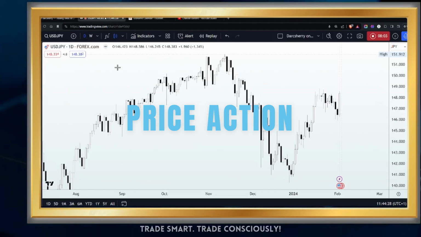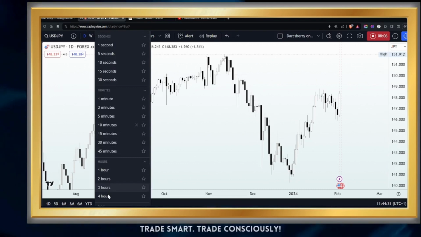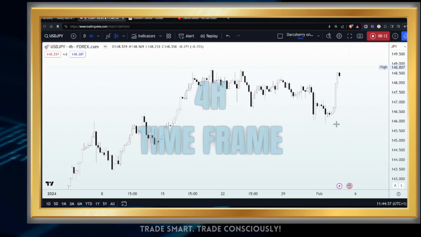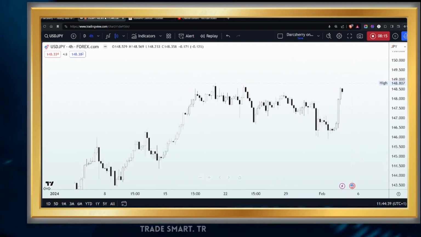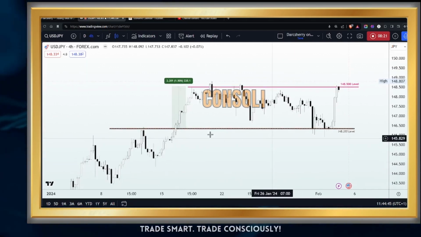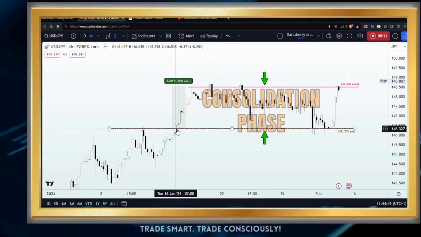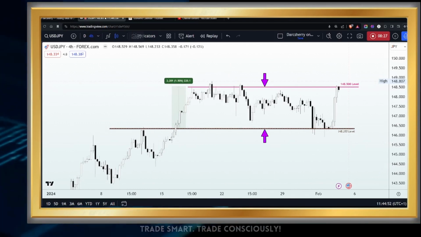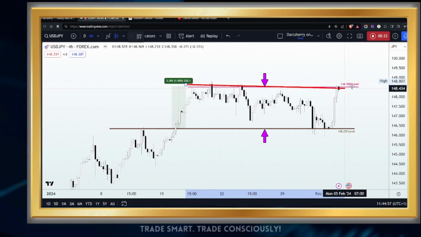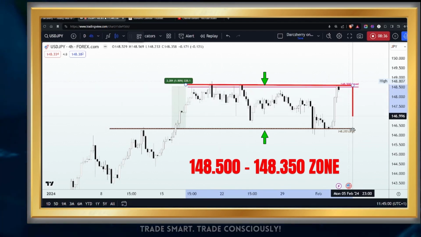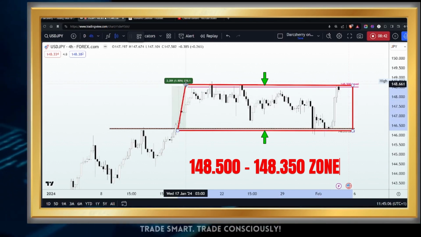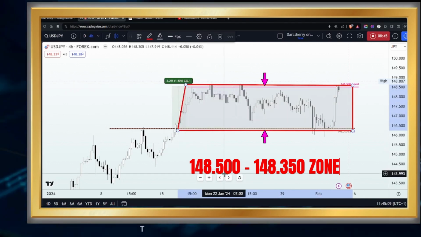Now, talking about price action, let's scale down into the 4 hours time frame. And right here on the 4 hours time frame, after considering the character of price action in the last couple of weeks, we have a simple range here. Now, looking at the structure, you will see that since the 16th of January, price action has been confined within a 220 pips range, that is between our key level at the 148.500 and the 148.350 to emphasize the prevailing uncertainty in this particular market.